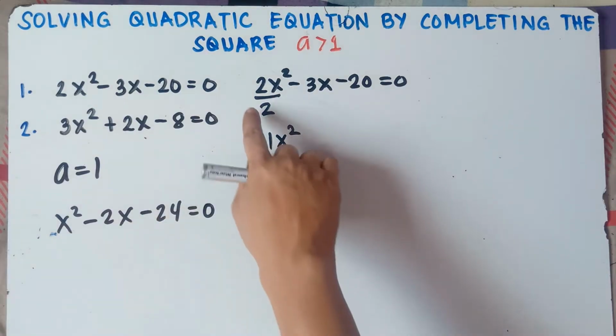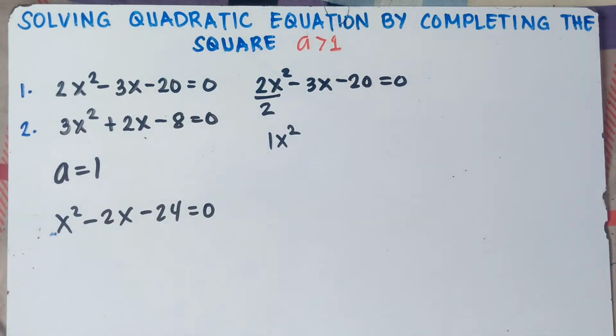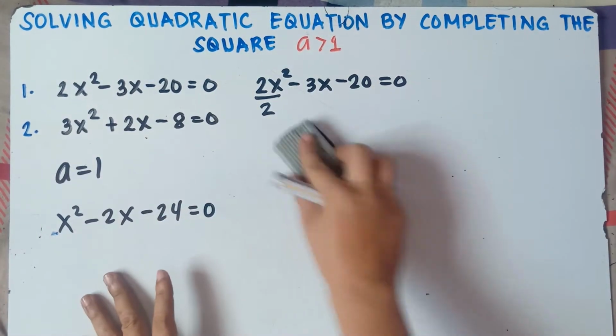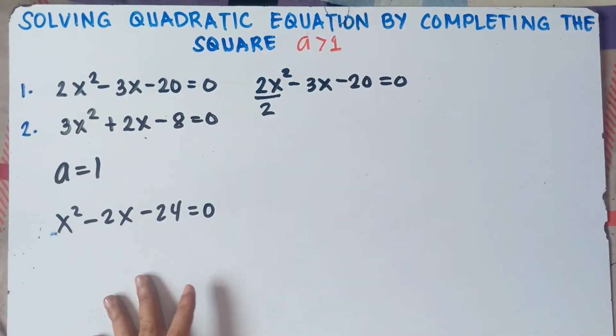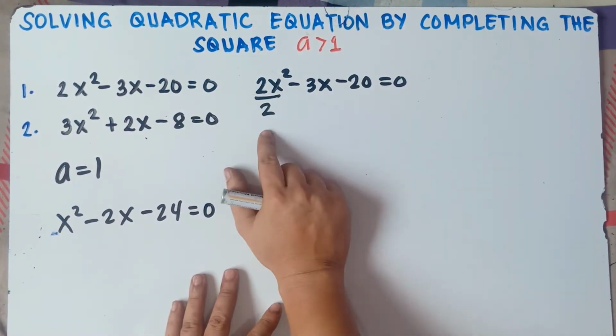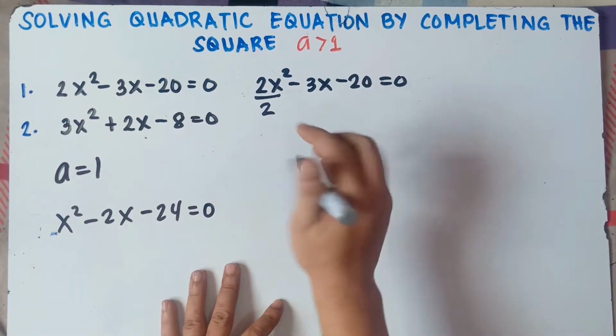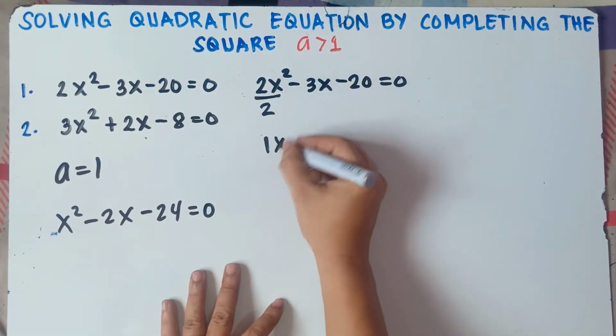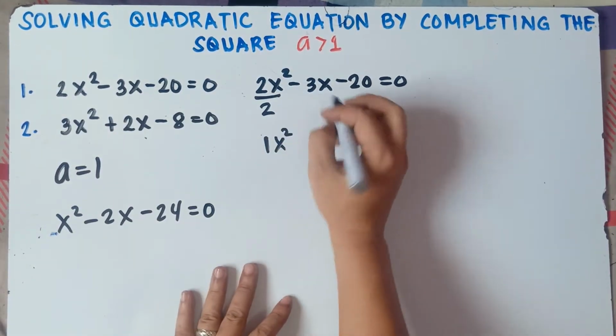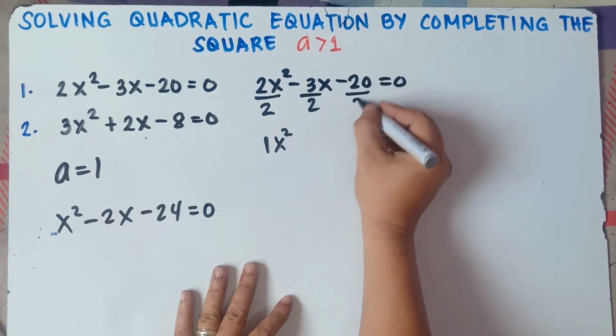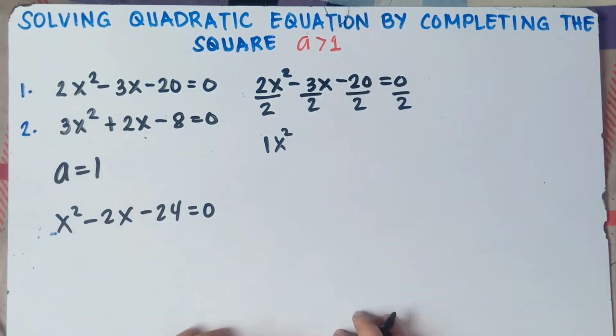So since this is 2x squared, we need to divide the equation by 2. Once again, sir, why do we need to divide this by 2? To make this 1x squared, because 2 divided by 2 would be 1, then copy x squared. You also divide 3 by 2, 20 by 2, and then 0 by 2.